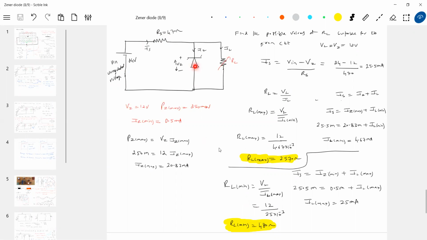If you already have Zener diode and load fixed here, can you connect any value of RS? No. Previous problem. Then already you have RL, RS fixed here and input voltage fixed. Can you connect any Zener diode? No. First case I discussed. Are you able to understand?